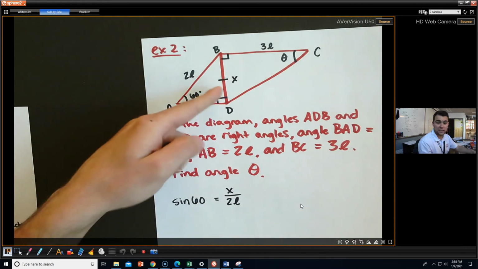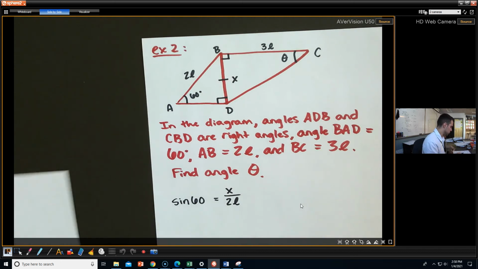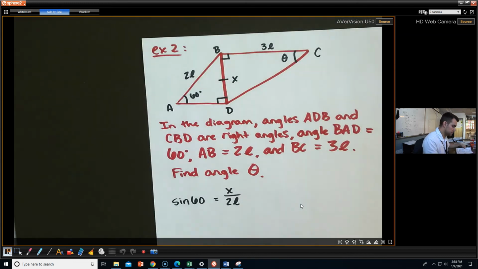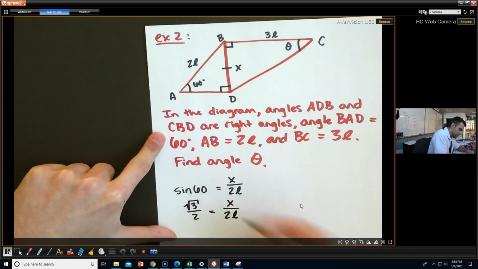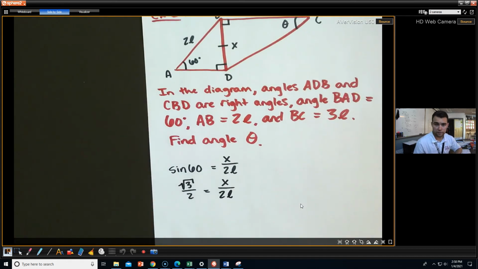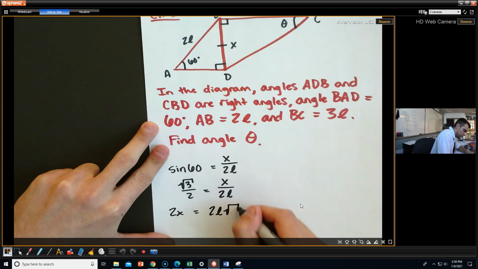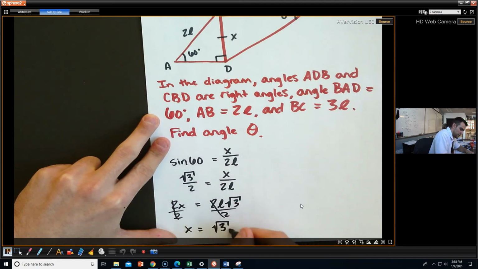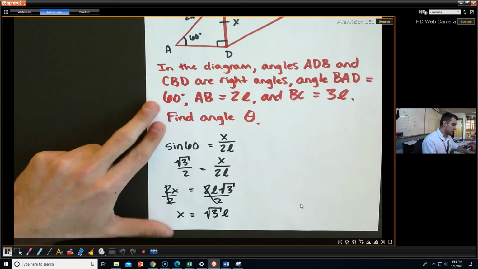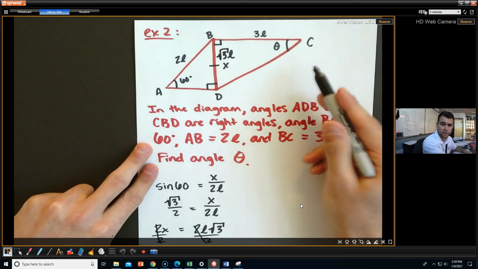Okay. Well, to get that side length, I could actually just do sine of 60 degrees, which we know with our chart is square root of 3 over 2. So I'm going to turn that into square root of 3 over 2 equals x over 2L. Well, now I want to get the x by itself to solve for that length, so I'm going to cross multiply. I'm going to say 2x equals 2L square root of 3. And then finally, I need to divide both sides by 2. And so I end up getting x is equal to the square root of 3 L. Okay? Well, now that I know what that is, I'm going to put it in. So I have it.